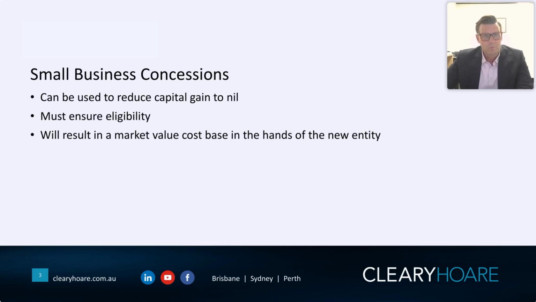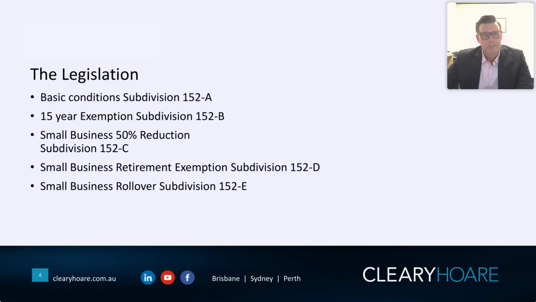So the legislation is contained in Division 152 of the Income Tax Assessment Act 1997. Basic conditions in 152-A, 15-year exemption. As I mentioned, we won't focus on that one. It is something that you come across, but relatively sparingly, because you have to have been running the business for 15 years. Small business 50% reduction, small business retirement, small business rollover.